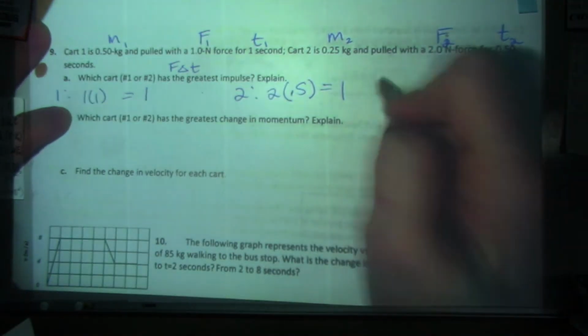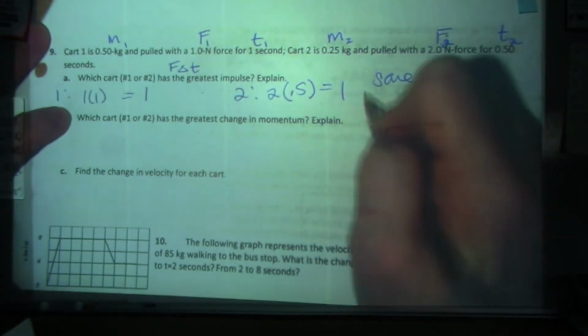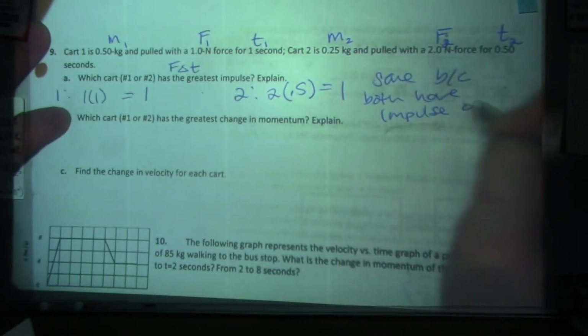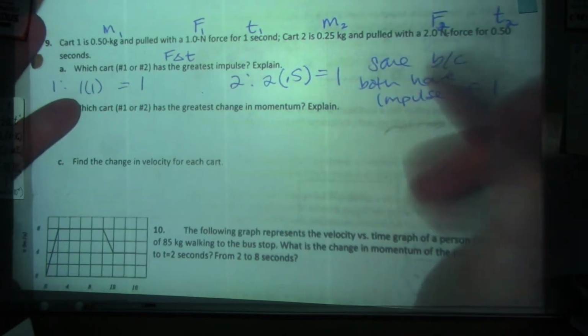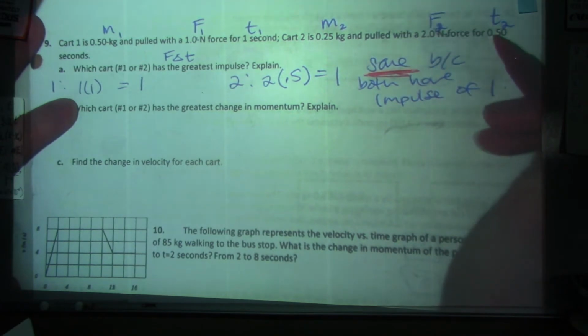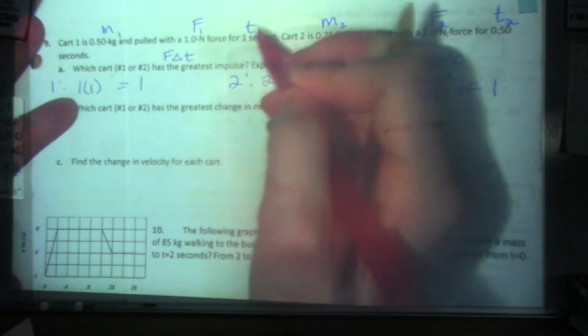So it's actually the same because they both have an impulse of 1. So they have the same impulse right here. This one does have a greater force, but it's for less time. And this one has a smaller force, but it's for more time, so that balances out.